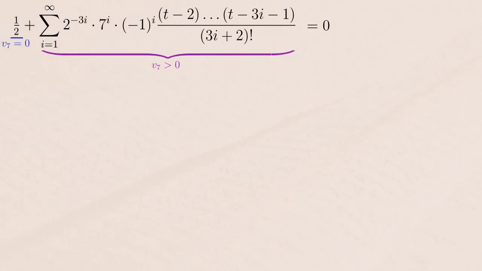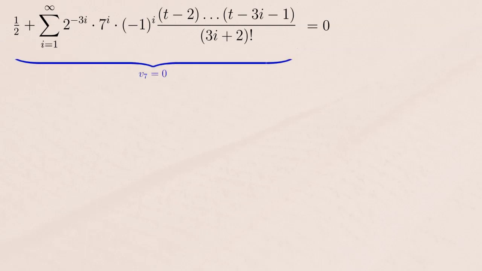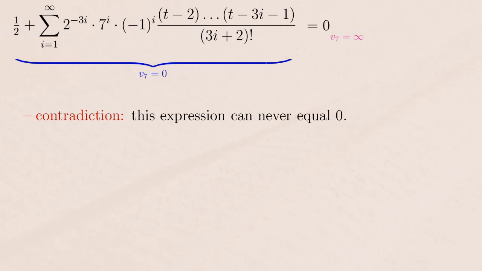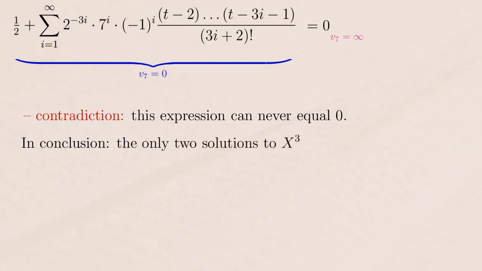Now combining this with the term of a half up front, since I'm adding together two things with different 7-adic valuation, the 7-adic valuation of their sum, the whole of the left-hand side, must be the minimum of those two, which is 0. But this is a problem because v7 of the right-hand side is infinity. Okay, this is a contradiction. This expression can never equal 0. So finally, we have our conclusion. The only two solutions to the equation we started with are x equals 1 and y equals 0, and x equals 2 and y equals 1.